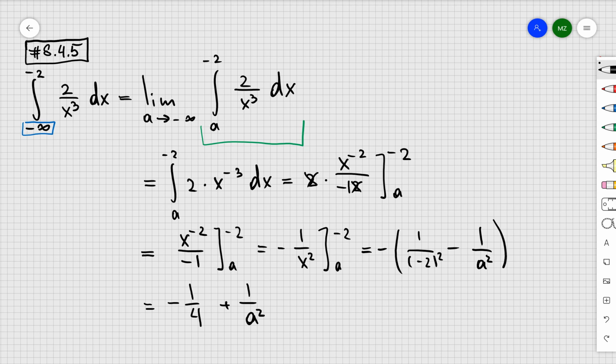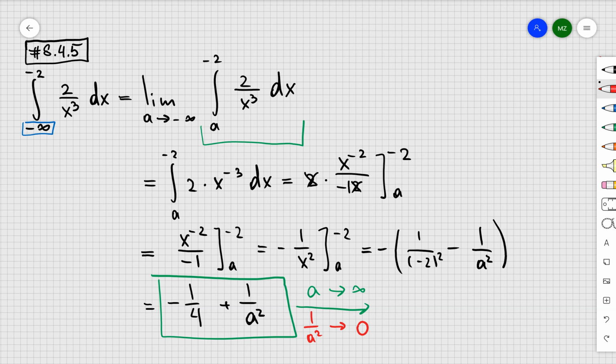Or in other words, if I distribute the minus, I will have minus 1 over 4 plus 1 over a squared. And here, if I send a to infinity, you can see that 1 over a squared is going to go to 0. When a number is getting bigger and bigger, then 1 over that number is going to get smaller and smaller. Just think that if you have 1 over a million, it's going to be a really small number. But if you have 1 over a billion, it's going to be even smaller.